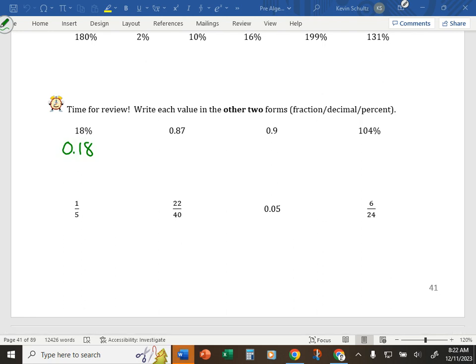As a fraction, 18%. We have to do this too, and I'm at the bottom of CO22 now, page 41. What can we divide by? Divide by 2, and we get 9/50 as a final answer. So CO21 and the bottom of CO22, homework for tomorrow.